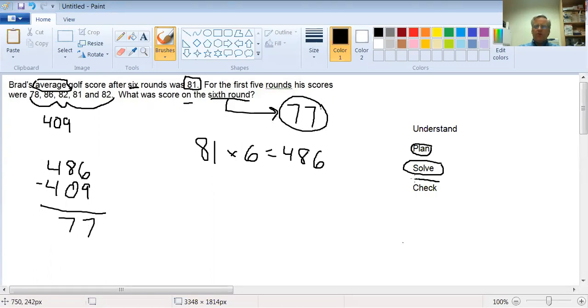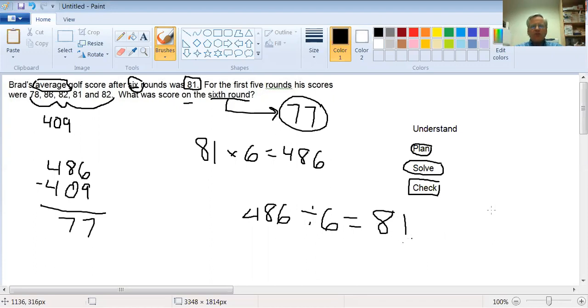The last part says you need to check that out, Steve, and make sure that's right. So I can add together 78 plus 86 plus 82 plus 81 plus 82 plus 77. With average, and I've got 6 things, I'll add those up on my off-screen calculator. I get 486, and if I divide that by 6, lo and behold, I'm going to get 81. So I know that I am right.